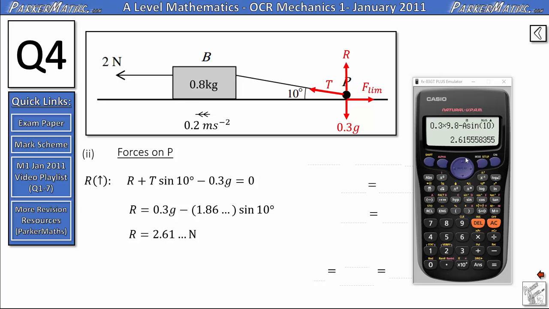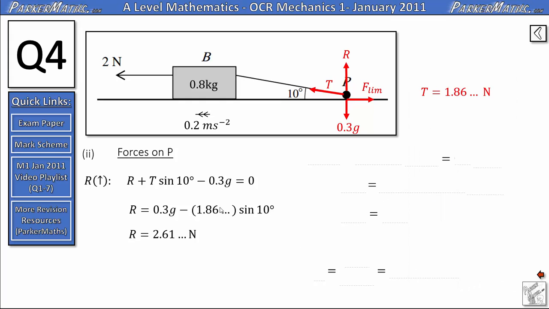As we're not asked to find the value of R, there's no point in rounding that to 3 significant figures, but as we may use it later, we'll store this value in our calculator too. We'll store this one as B. When you use your calculator to store values in the exam, make sure you label which one's which so you don't get muddled up later on.